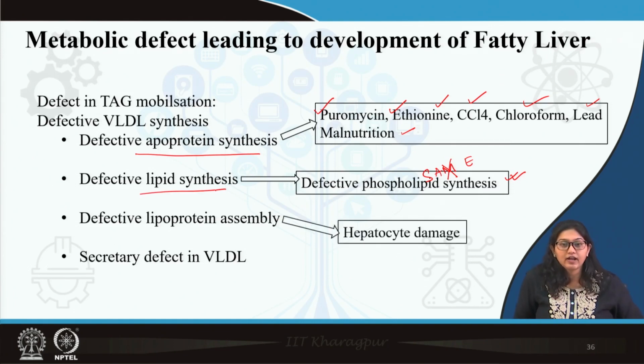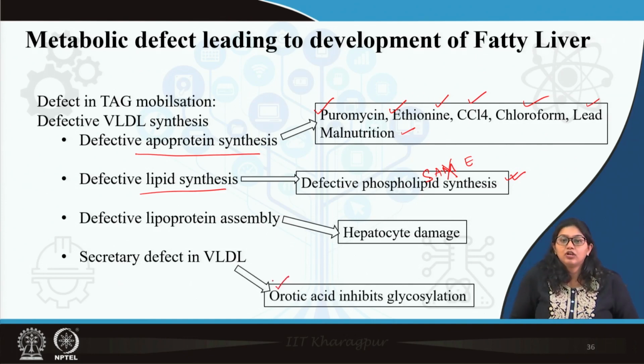Then the assembly of VLDL can also be defective. Remember, if there is damage in hepatocytes like hepatitis, alcohol induced hepatitis, drug induced hepatitis, viral hepatitis, infective or inflammatory conditions, the cell which is causing the assembly, the hepatocyte, is damaged, so the ultimate formation of lipoprotein will be hampered. Then secretory defect in VLDL. Orotic acid is one such molecule which causes secretory defect in VLDL. VLDL undergoes glycosylation for its secretion, and orotic acid inhibits this glycosylation. So, the VLDL which is formed only resides in liver and is not able to be secreted in the circulation. So, these are the conditions where mobilization of fat is hampered in fatty liver.